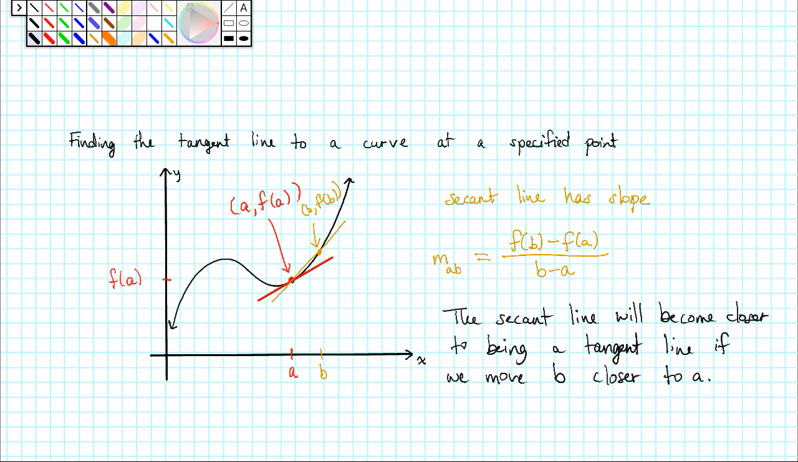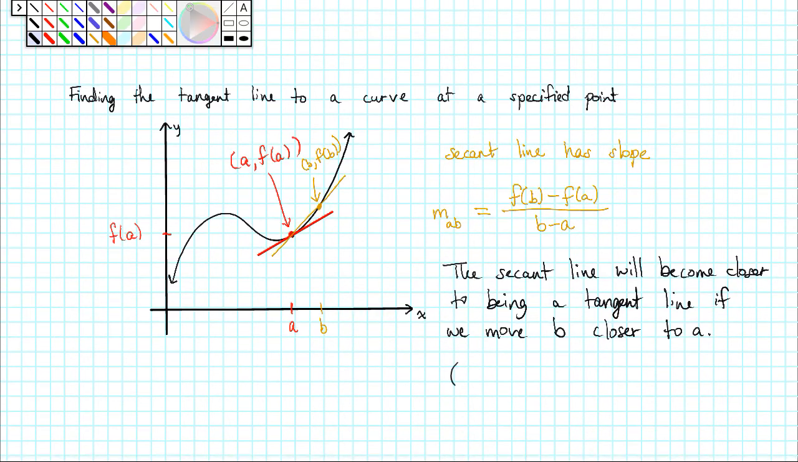All right? And the closer we move B to A, the closer approximation we have for the slope of that tangent line. And notice we can't actually make B equal to A, because if we make B actually equal to A, this slope will be undefined, because I will have f of A minus f of A divided by A minus A, which is 0 divided by 0, which is undefined. Okay, so I'm just going to put that note.